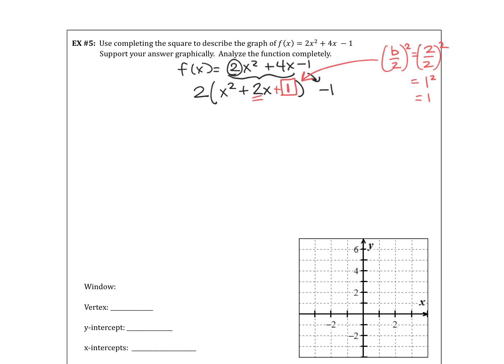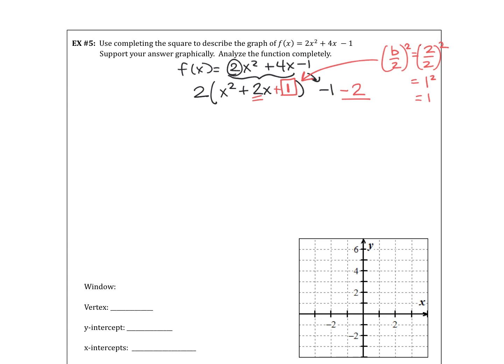Once we put it there, our next step is to balance what we just did. We can't randomly just add 1. That 1 isn't just being added, it's actually also being distributed by the 2 out front. So the value of this 1 here is actually 1 times 2. So I'm going to subtract 2 here in order to balance out the equation.